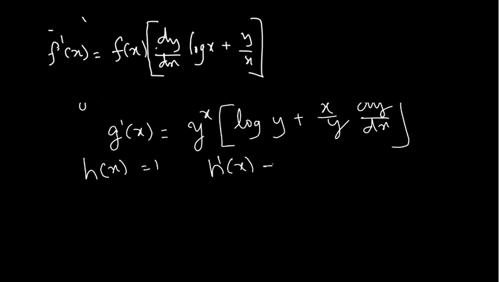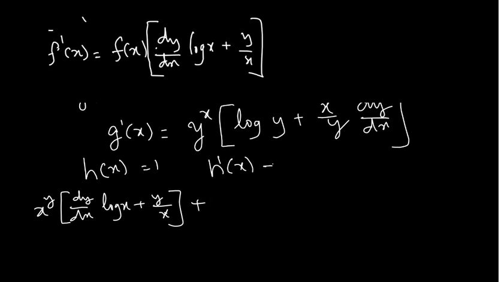So f of x is nothing but x to the power of y. So x to the power of y into dy by dx log x plus y by x. This is the first part. Okay. I substituted f of x. So this is f dash x.